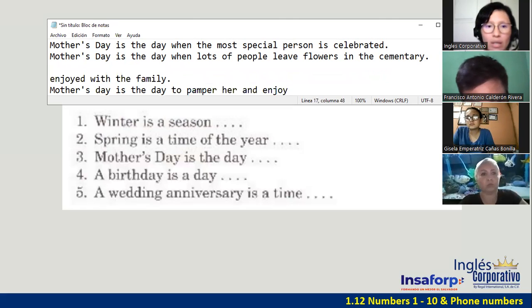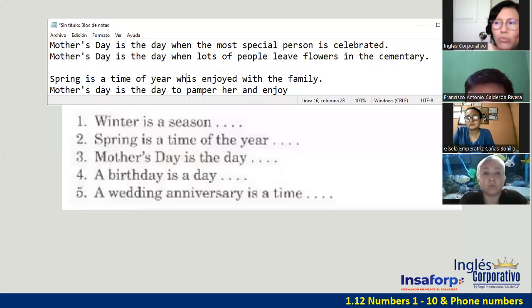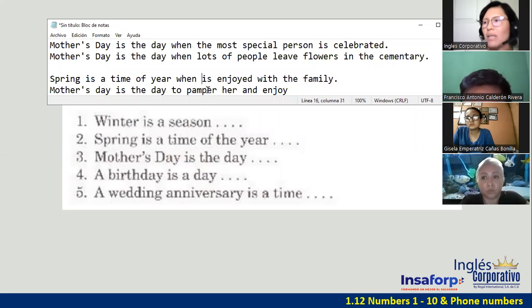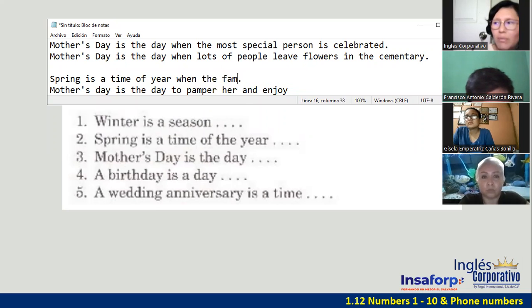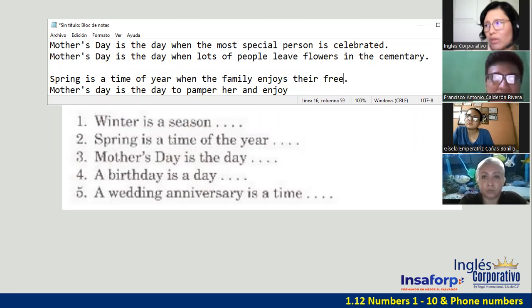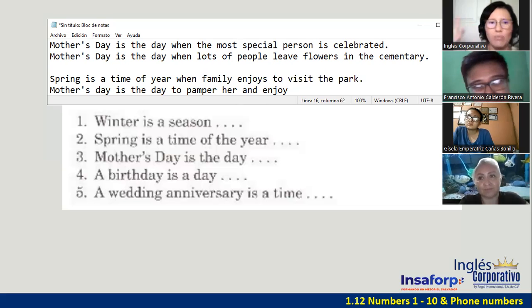Y decimos, spring is a time of the year when, ¿verdad? No that, porque that es otro tipo de cláusulas, ¿verdad? When the family enjoys their free time, su tiempo libre. Spring is the time of the year when the family enjoys their free time, también podemos poner algo así, when family enjoys to visit the park, por ejemplo, un parque, porque se pone bien bonito, ¿verdad?